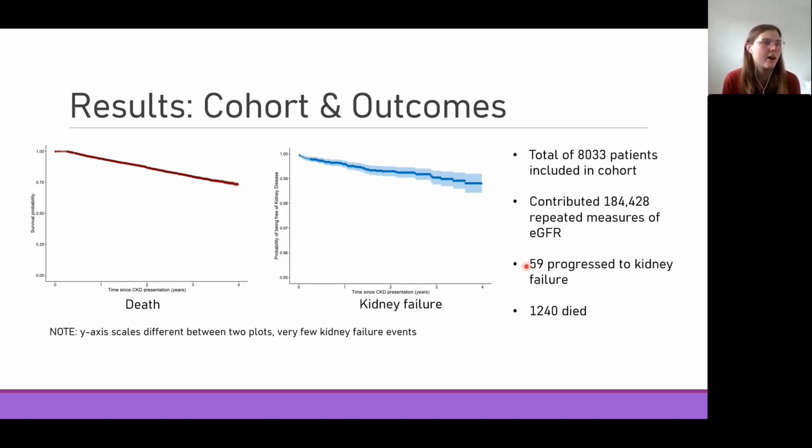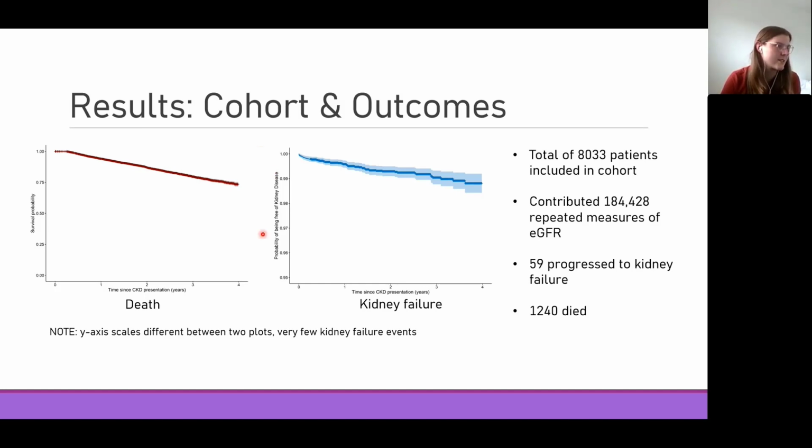Onto some results. So we had a total of 8,000 patients included in our cohort, and they contributed a total of 184,000 repeated measures of eGFR. So it was quite intense follow-up and monitoring within this cohort. Only 59 of them actually progressed to kidney failure during the follow-up time that we had available, but just over 1,200 of them died. So we've just got some Kaplan-Meier plots here.